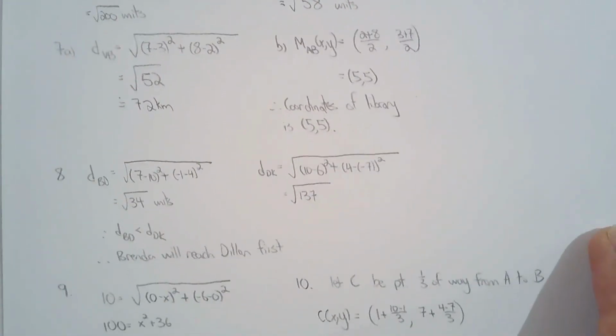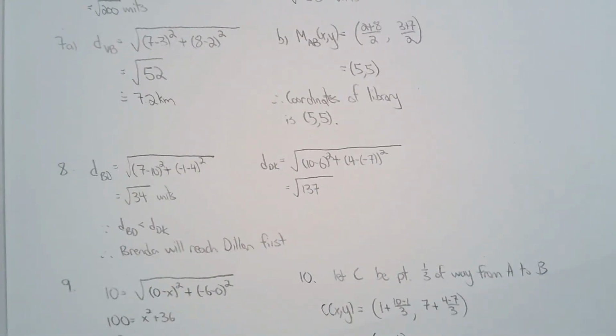For question 8, basically it's just using the length formula 2 times, because you're asking what's the distance between Brenda and Dylan, and what's the distance between Kelly and Dylan. So just solve for the 2 distances.